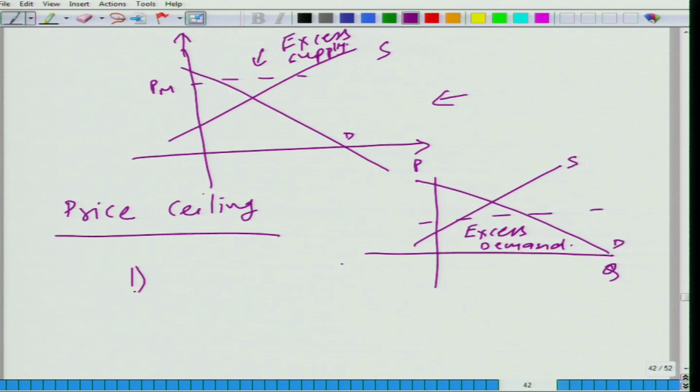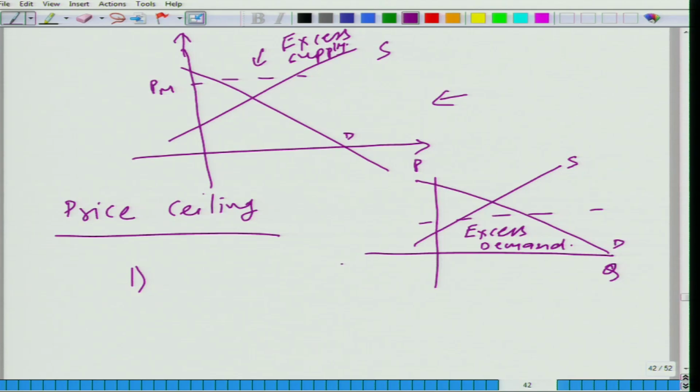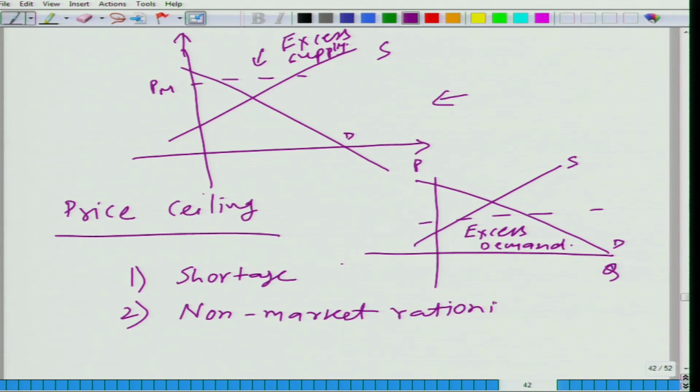So, then what do we observe in the market? Again, role of government. Black marketing, under the table payment. What else? Let me write it: first, it gives rise to shortage, that is the very basic thing to say. Now, second, what we observe is something I can call a non-market rationing mechanism.